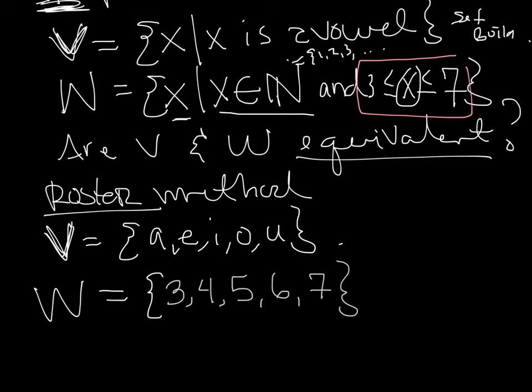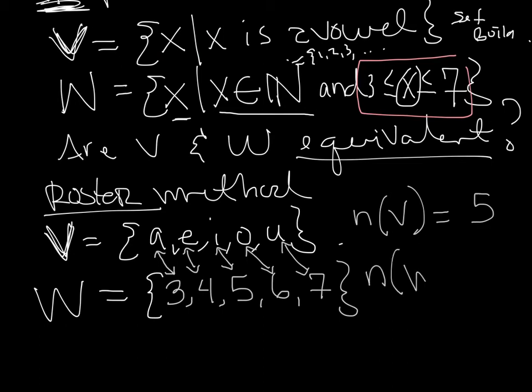And notice I can draw an arrow between those. There's a one-to-one correspondence here. A goes with 3, E goes with 4, I goes with 5, O goes with 6, and U goes with 7. We can match them up. We can line them up. Now, what's the cardinality of V? Well, there's only 5 vowels. And what's the cardinality of W? In this case, 3, 4, 5, 6, 7, there's only 5.